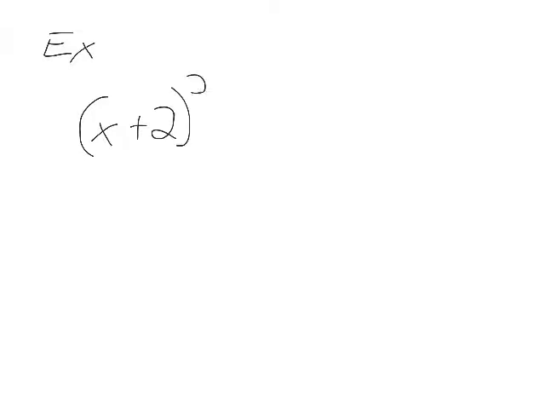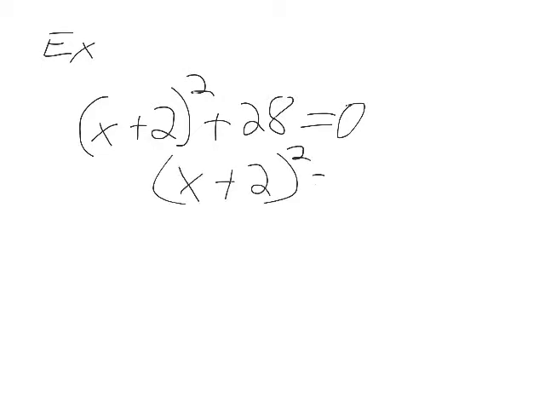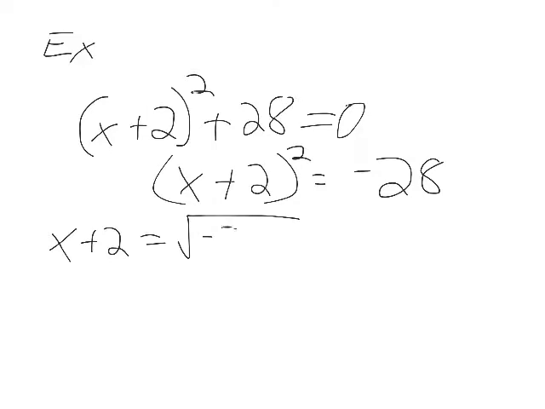So x plus 2 squared plus 28 is equal to 0. This time we do need to move the 28 in this case to isolate the squared expression. So we're going to subtract 28 from both sides. Now that's a negative, okay? Then we apply the square root property. X plus 2 is equal to the positive square root of negative 28. And x plus 2 is equal to the negative square root.